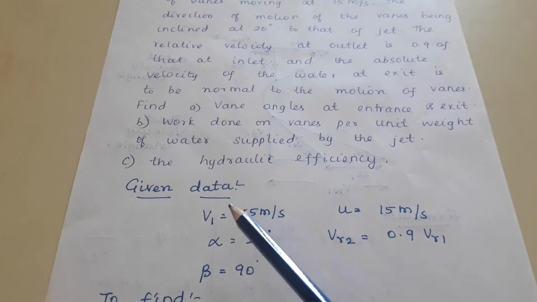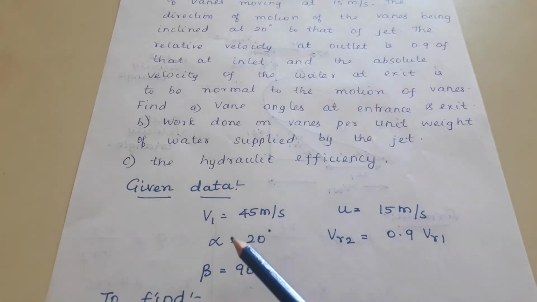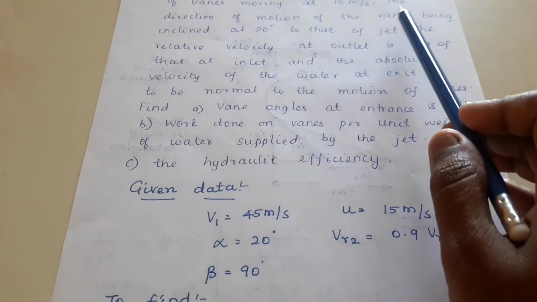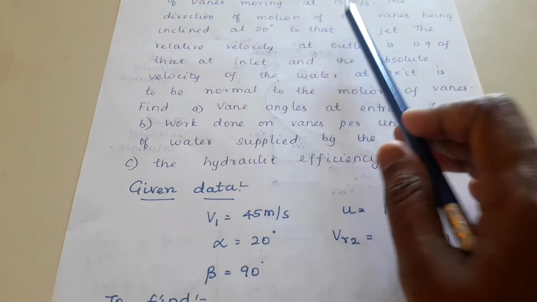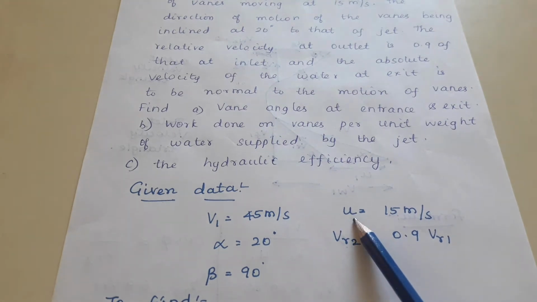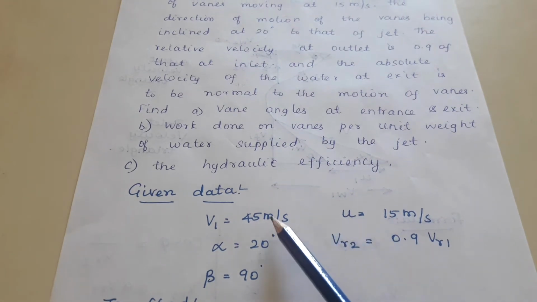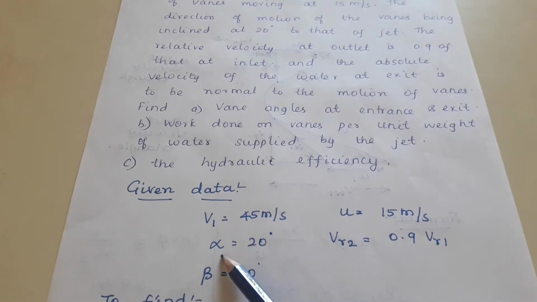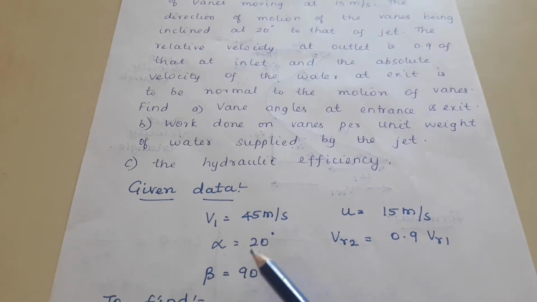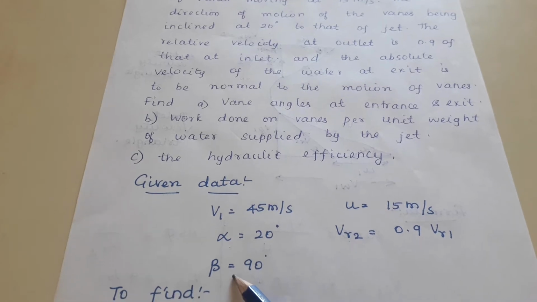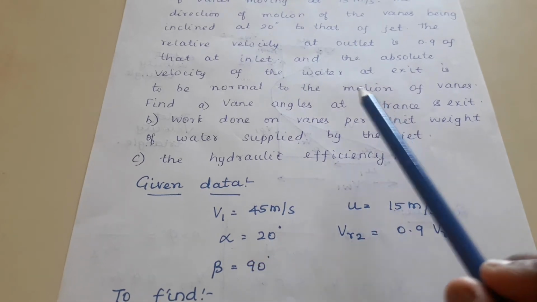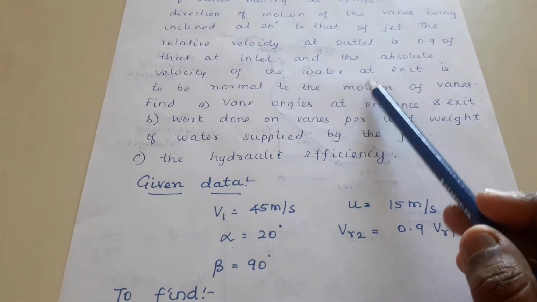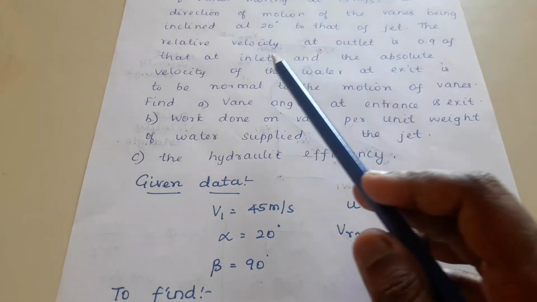So what are the given data? Velocity of water is given. V1 is equal to 45 meter per second. And the vein is moving at a velocity of 15 meter per second, so you have to take it as U. The jet strikes the vein at an angle of 20 degrees. That is your alpha. Alpha is equal to 20 degrees. And beta, it is coming out normal to the motion of veins, so beta is equal to 90 degrees. And the relative velocity VR2 is equal to 0.9 of VR1.